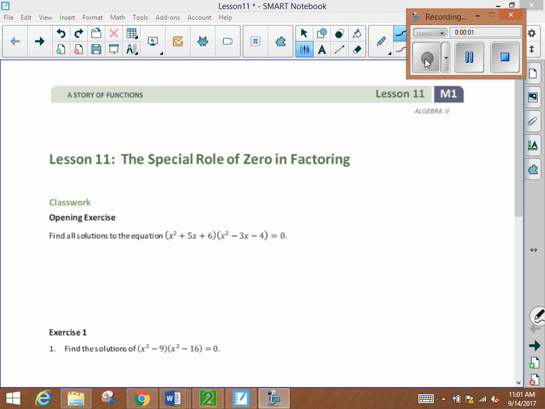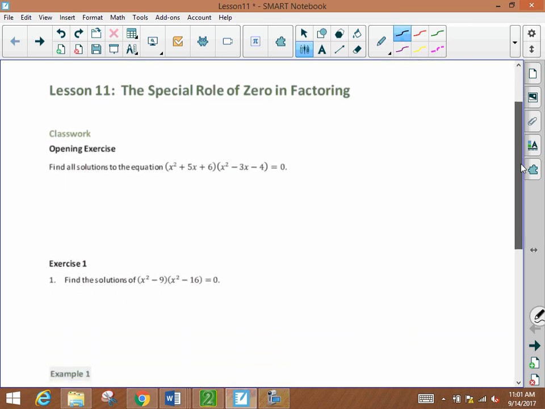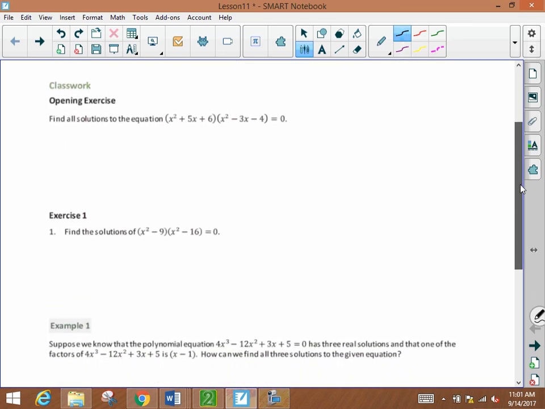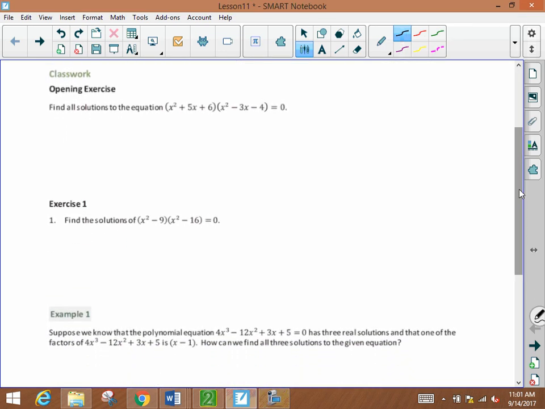Lesson 11, Algebra 2, the special role of 0 in factoring. So the idea is that we can factor, right? We can solve a polynomial equation by factoring.